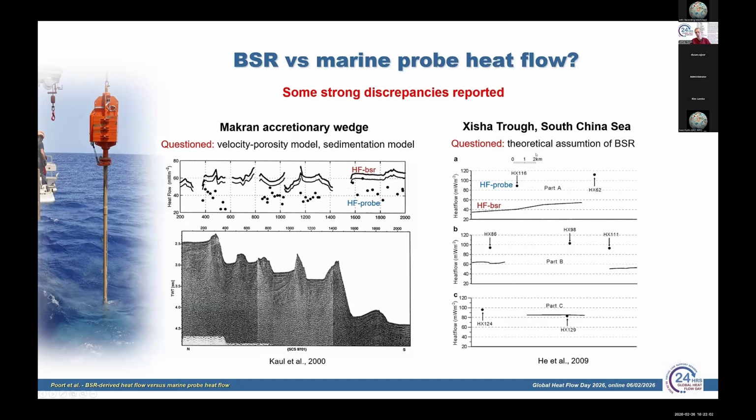On the other hand, another example from the South China Sea, where it's the opposite, and the probe data is much higher, more than 50%, which is the maximum uncertainty that we estimated, than the BSR heat flow. They raised different possibilities to explain this in both publications. So for the Makran, it was more the velocity porosity model that was poorly constrained, and the sedimentation model that had to be developed more. Here in the South China Sea, they questioned the theoretical assumption of the BSR.